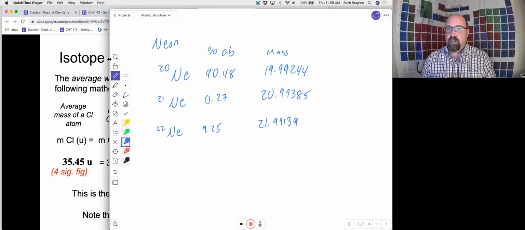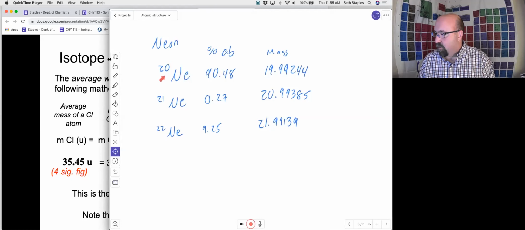And so what I have here are the three different stable isotopes of neon: neon 20, neon 21, and neon 22. Neon 20 has a percent abundance of 90.48. Neon 21, a percent abundance of 0.27%. And neon 22, 9.25%. And I've written down all the different masses of the different isotopes here.